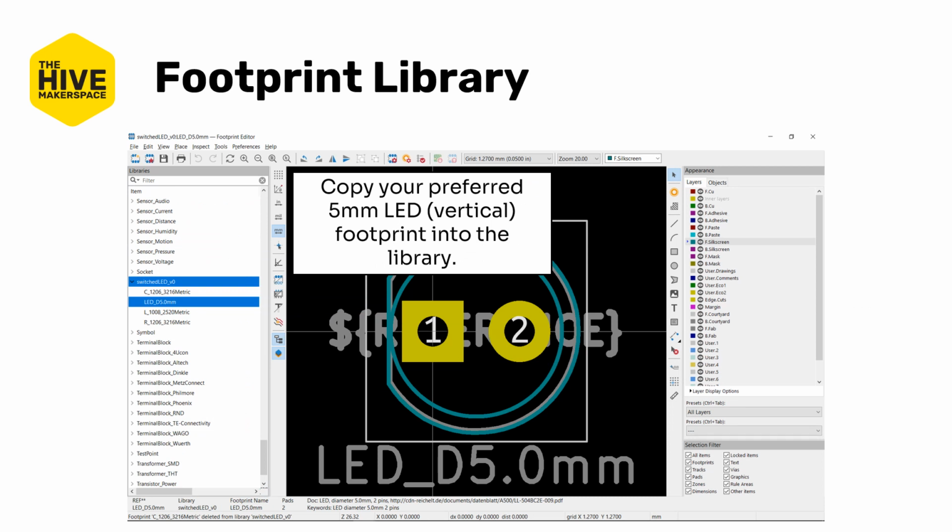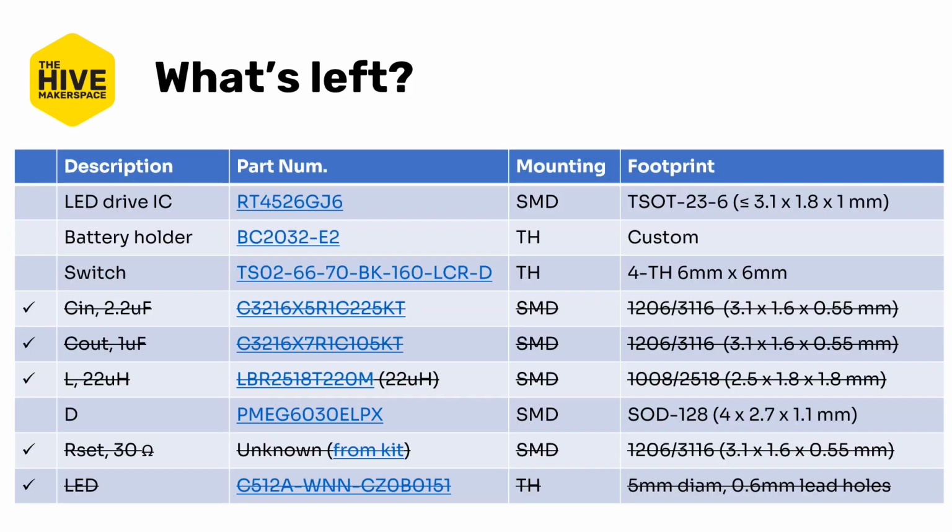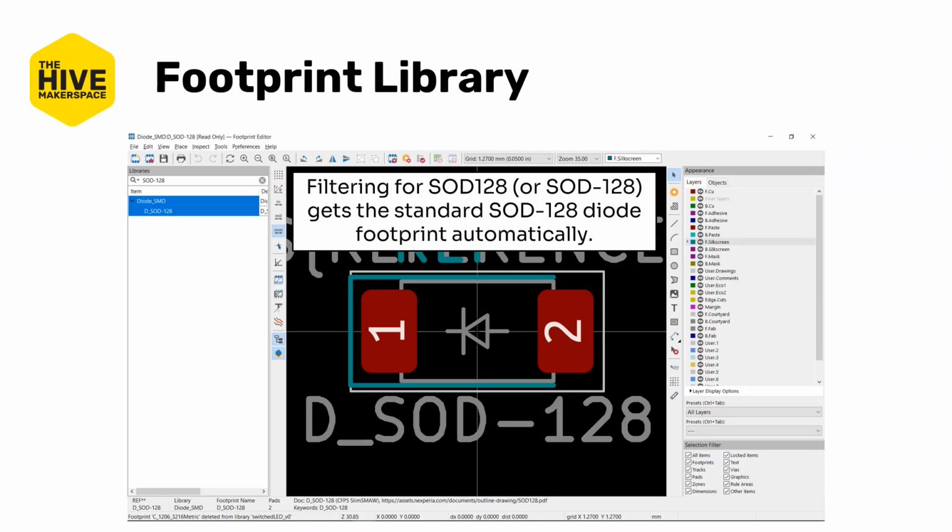So copy your preferred 5mm LED, the vertical one, the footprint into your library as we have with all the other ones. All right, so we've got these 5 done. Let's see what's left here. We're going to do the diode next. So that's an SOD 128 standard footprint. We're going to copy that standard footprint in. Then you can add that to the library.